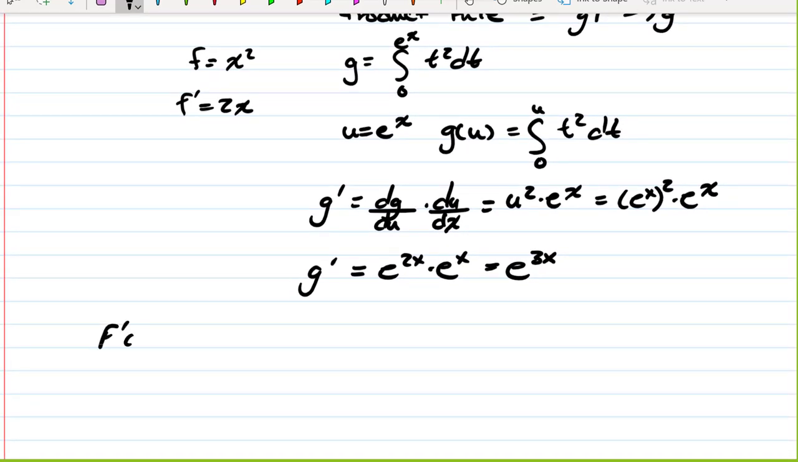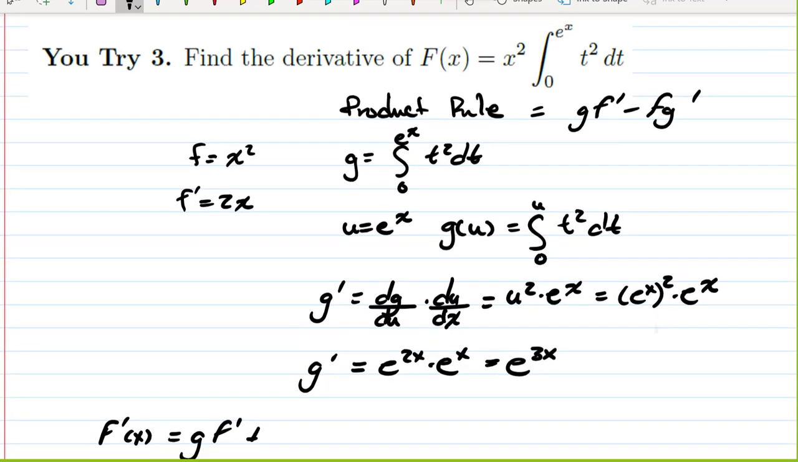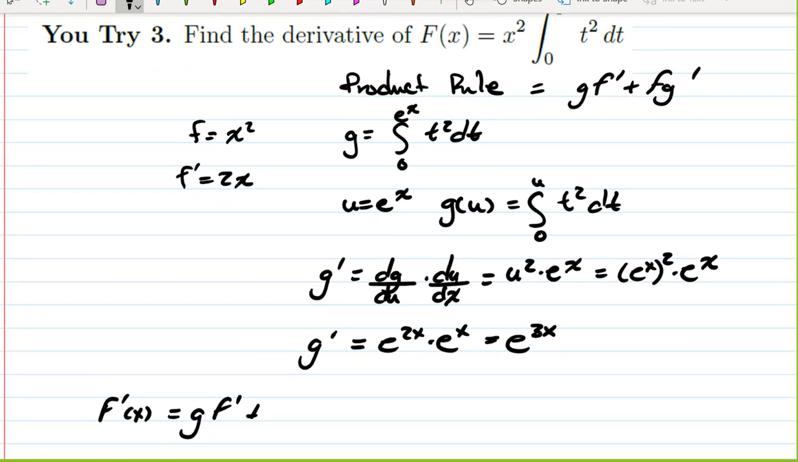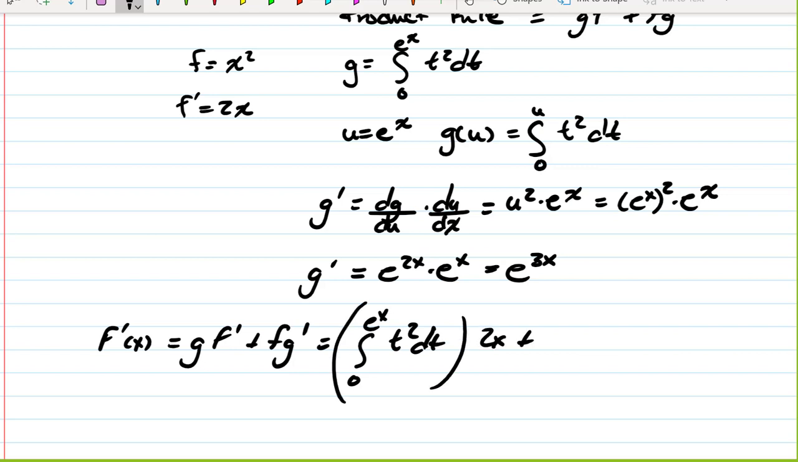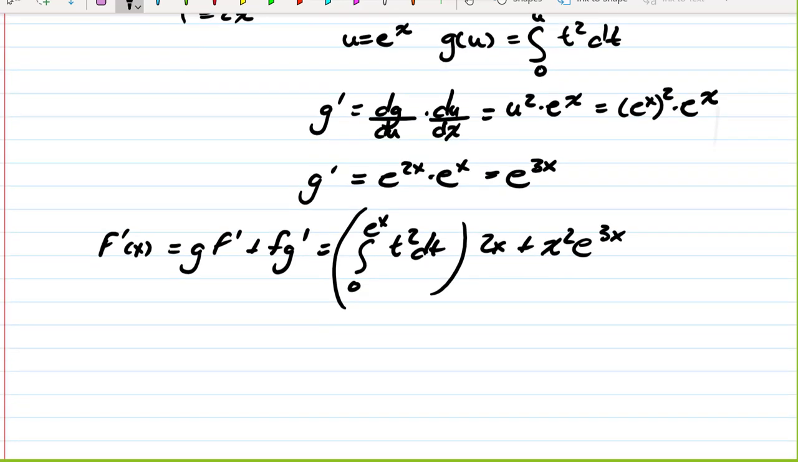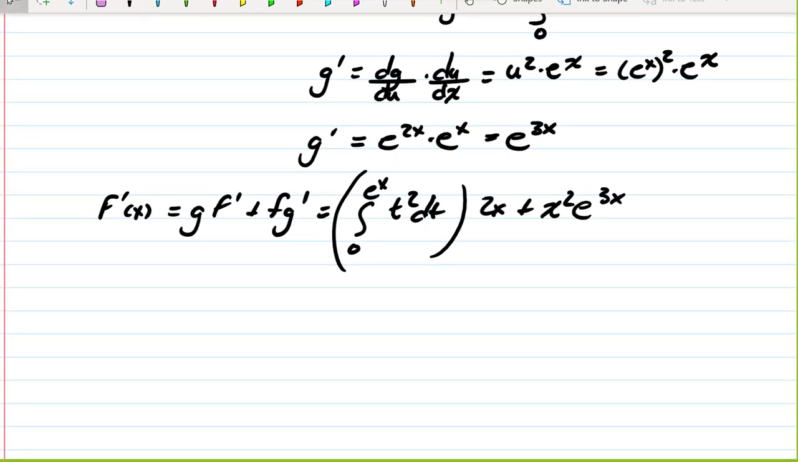So then the derivative of capital F of x is g f prime plus, I wrote a minus, that's not correct, plus f g prime. So then g f prime gives us the integral from 0 to e to the x of t squared dt times f prime, which is 2x, plus f, which is x squared, times g prime, which is e to the 3x. And that would be our derivative.